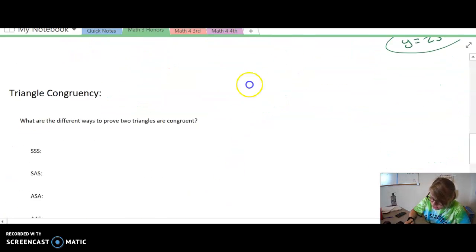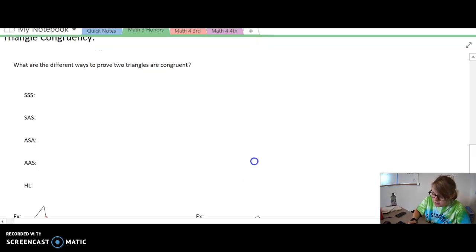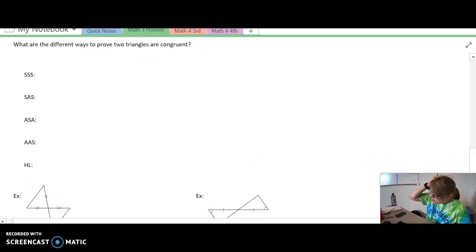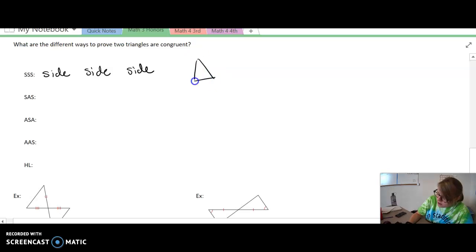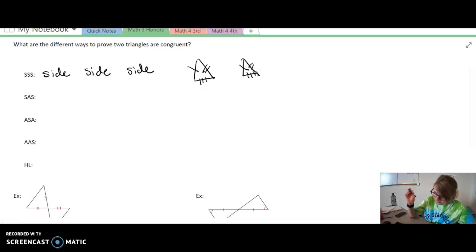Alright, so let's move on to triangle congruency. Now this again is a review from Math 2. So what we can do is say what they are. So SSS, that's going to be side, side, side. It's like a ship but with an extra S. So we have our two triangles. We say that this side is congruent to this side is congruent to this side, and our last side is congruent to the other side. You have to have three sides that are congruent to another three sides.